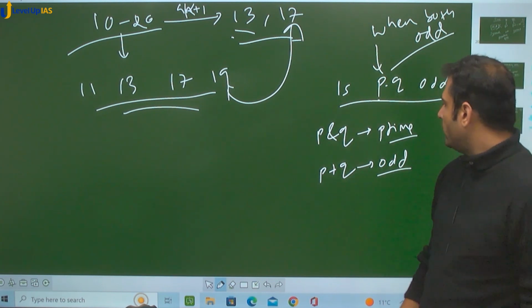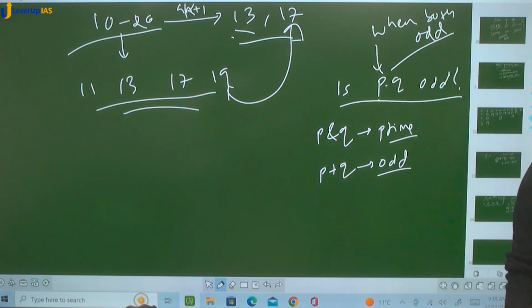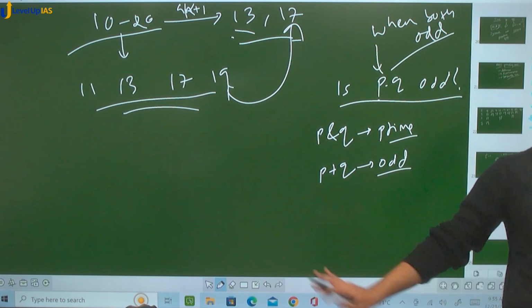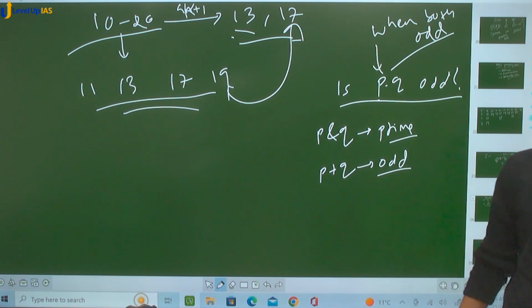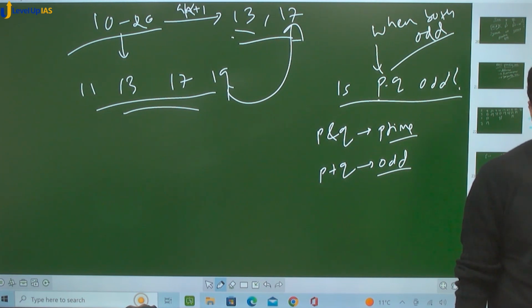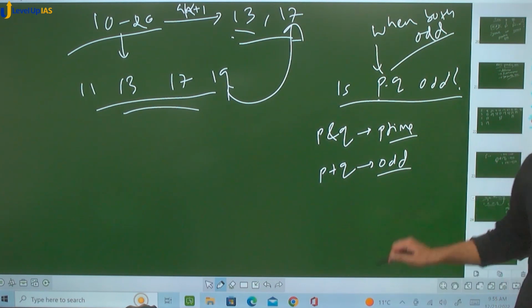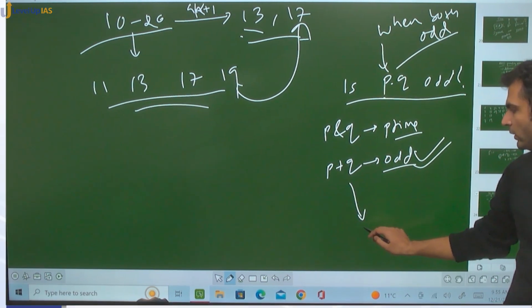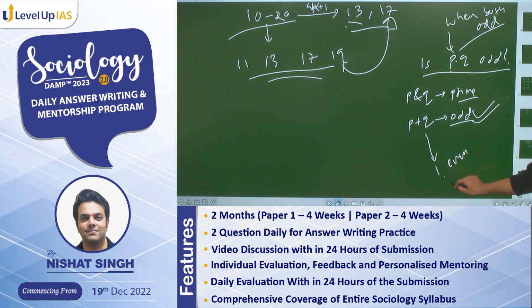When is P plus Q odd? When one is even, one is odd, right? Definitely, in no other case is P plus Q odd. Even plus even is even, odd plus odd is also even. That we saw. If this statement is true, then we have one even, one odd, definitely.